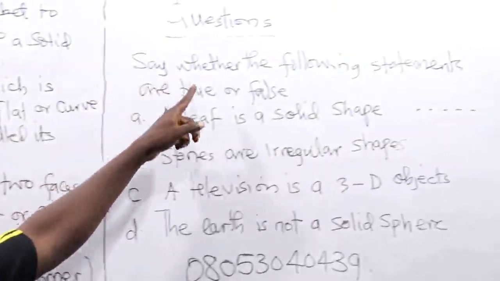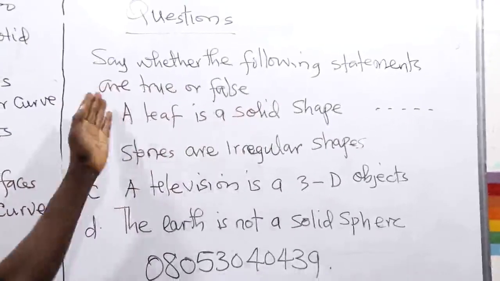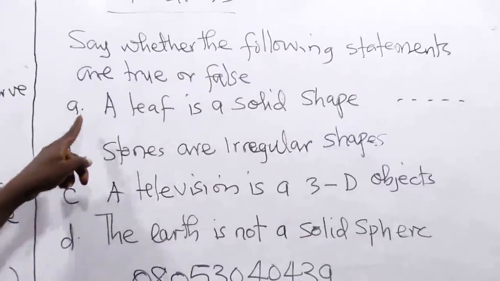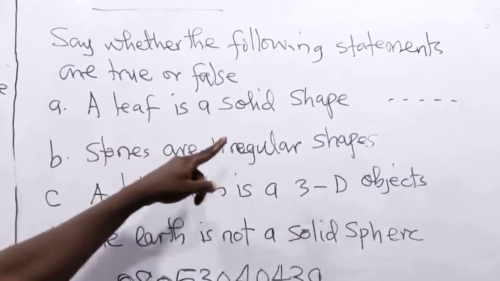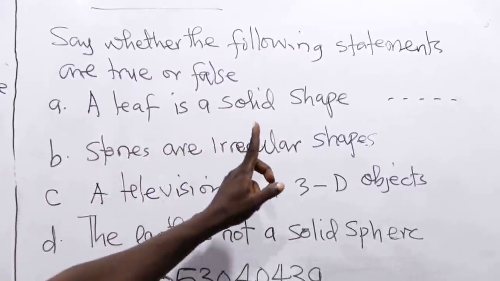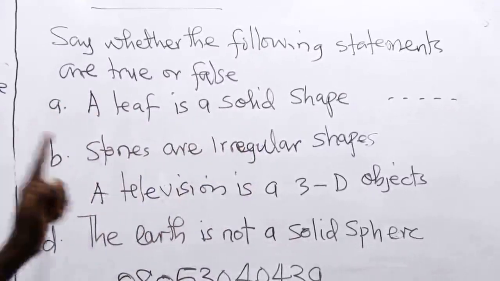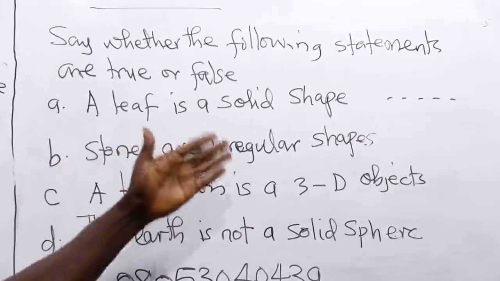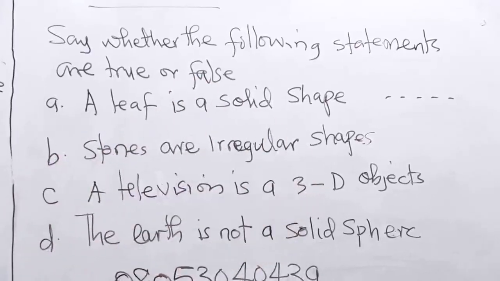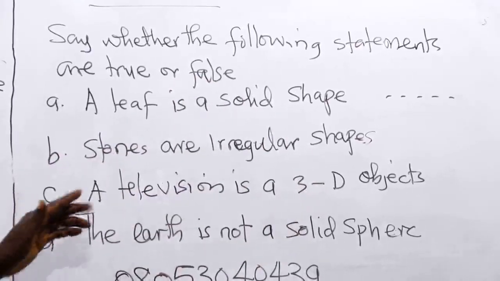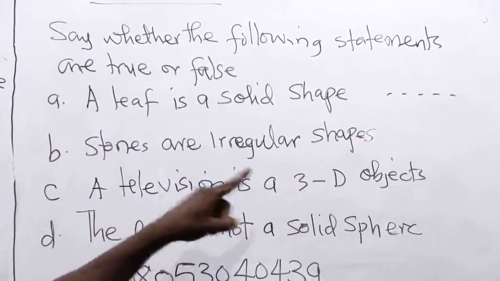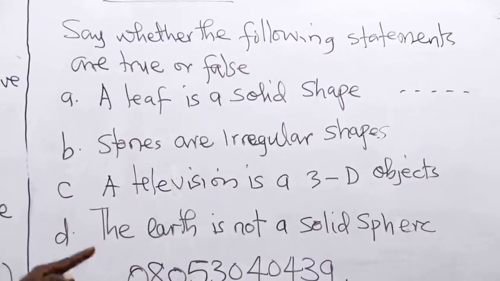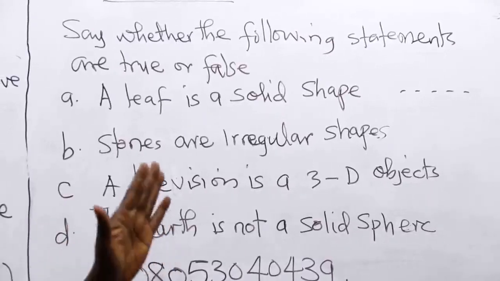Questions. Say whether the following statements are true or false. A. A leaf is a solid figure. B. Stones are irregular shapes. C. A television is a 3D object. D. The earth is not a solid sphere.